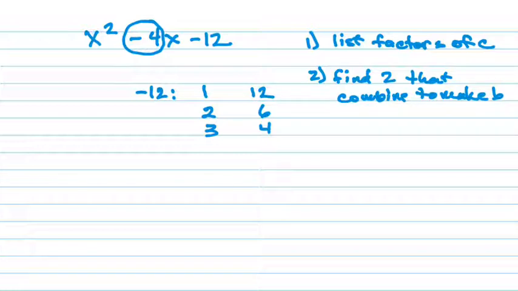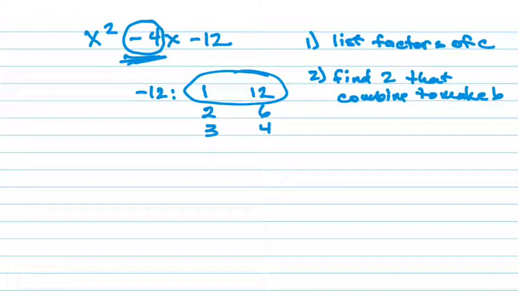So the first pair of factors are 1 and 12. If I add 1 and 12, what do I get? 13. Is 13 what I want? No. If I subtract 1 and 12, I get 11. Is 11 what I want? No. So I know that pair of factors is not what I want. Go to the next ones.